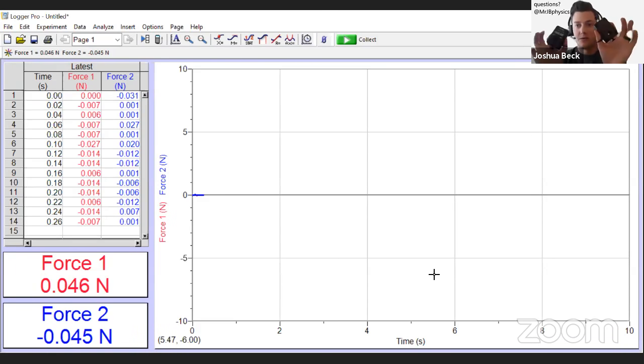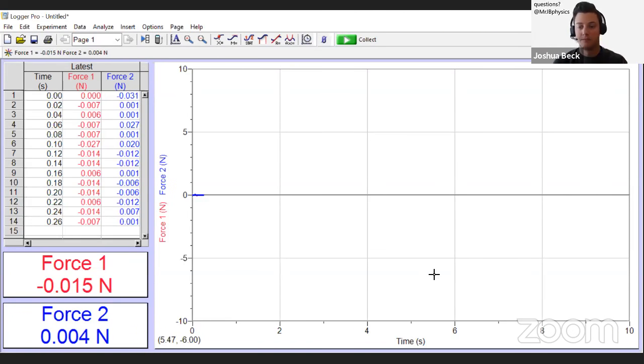What I've got right here, two force sensors. If I push on one, you can see the red numbers start to change. If I push on the other one, you can see the blue numbers start to change. So what I'm going to do is take these two force sensors and push them into each other. It's going to represent a collision. So here we go, let's collect some data.